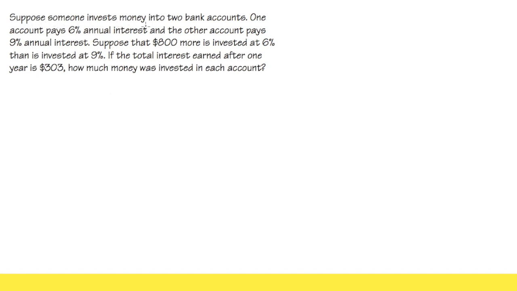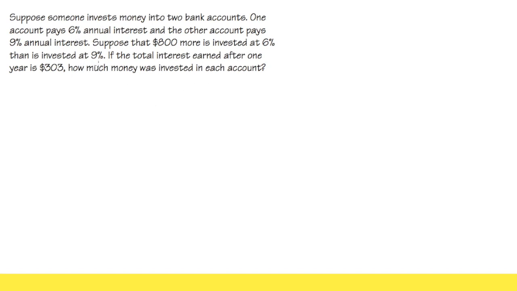Suppose someone invests money into two bank accounts. One account pays 6% annual interest, while the other pays 9%. Suppose that $800 more is invested at the 6% account than at the 9% account. If the total interest earned after 1 year is $303, we would like to know how much money was invested in each account. So as we can see, we have two things that we don't know.